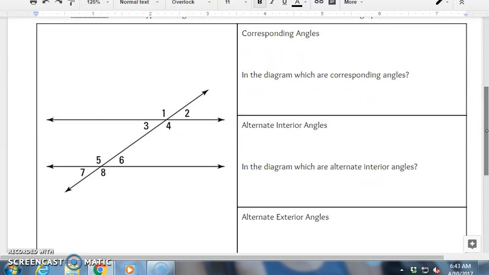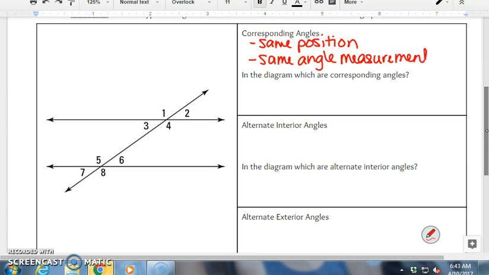The first one is corresponding angles. Corresponding angles are the same angles on both sets of parallel lines. So they're in the same position. They are the same angle measurement. So they're equal. So for example, angle 2 is in the same position as angle 6 down below. So angle 2 and angle 6 are corresponding angles.